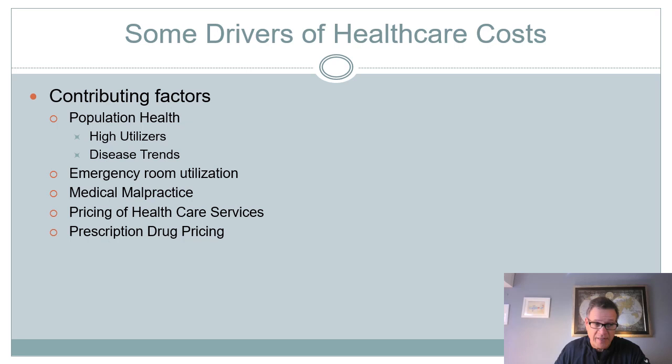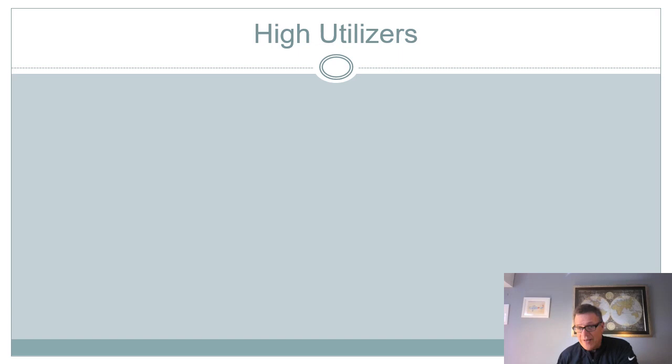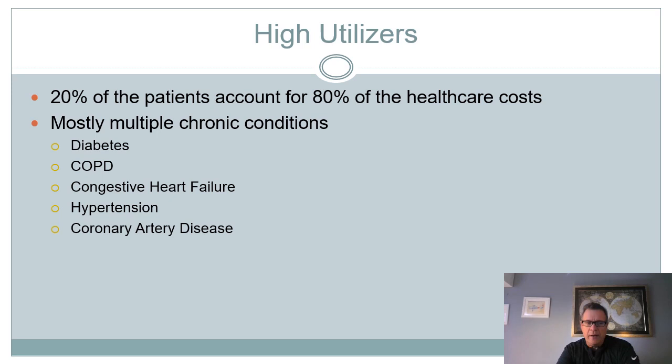So let's talk a little bit about high utilizers. So what is a high utilizer, you might ask? What that essentially is, if you look at what drives our healthcare costs, 20% of the patients in our healthcare system account for 80% of the healthcare costs. So these are the sickest people that we have. And in fact, about 10%, I think, account for about 70% of the healthcare costs. So a huge portion of the folks whose healthcare expenses need this kind of help are driving up these healthcare costs across the board.